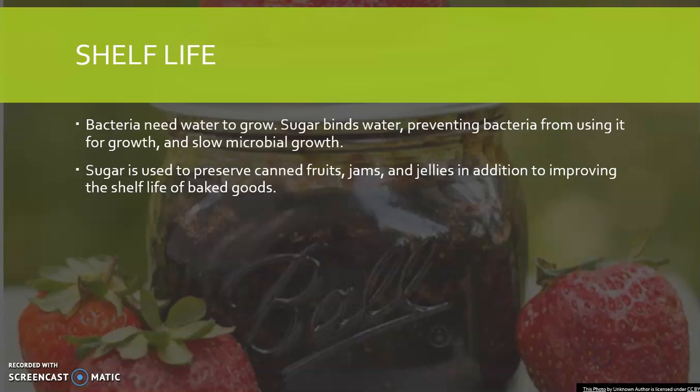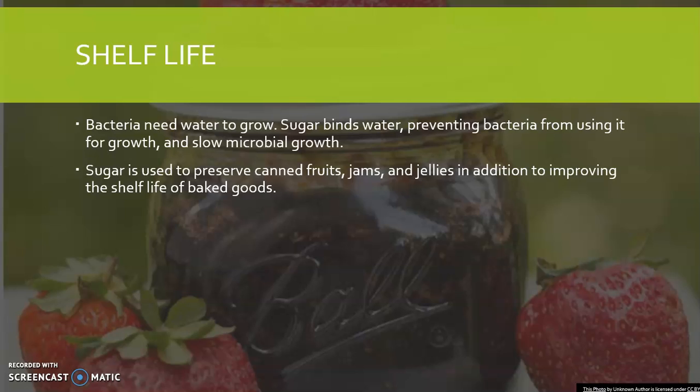The final function we're going to talk about for sugar is shelf life. So sugar actually prolongs shelf life, and this, once again, is because of its hygroscopic quality, because it holds in the water and prevents bacteria from taking that water to grow. Bacteria need water to grow, but with a lot of sugar in your product, there's not a lot of water available, and so bacteria have a slower growth in products with sugar in them.